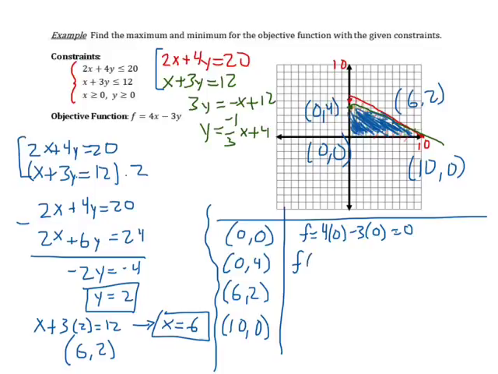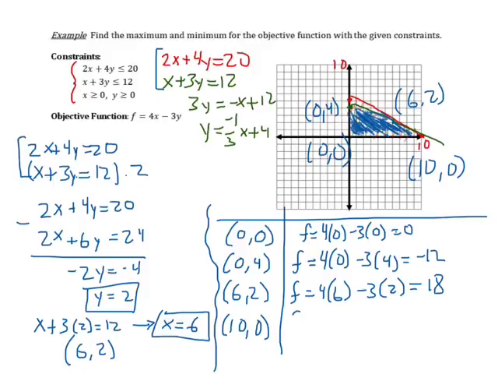For (0, 4), we have f equals 4 times 0 minus 3 times 4, which is negative 12. For (6, 2), we get f equals 4 times 6 minus 3 times 2, which is 24 minus 6, which is 18. And then for (10, 0), f equals 4 times 10 minus 3 times 0, which gives us 40.